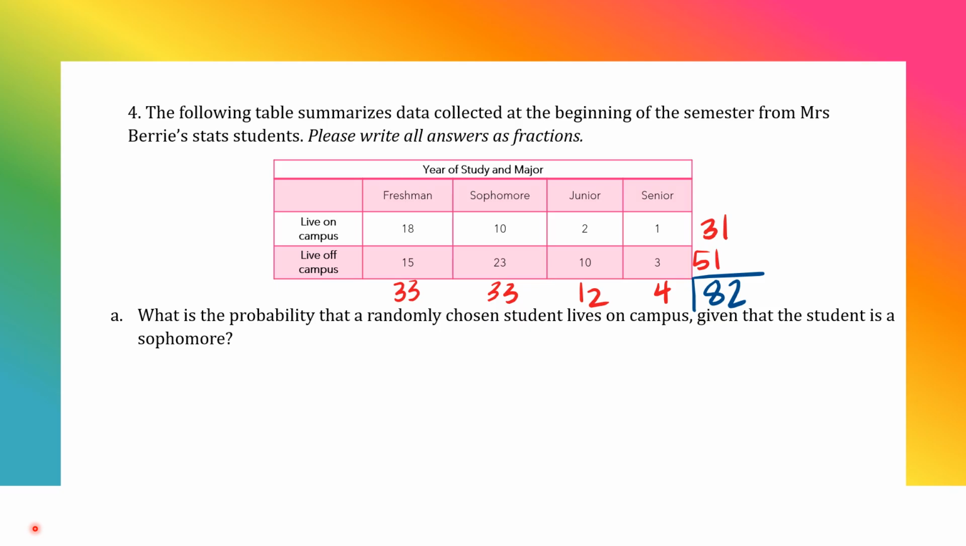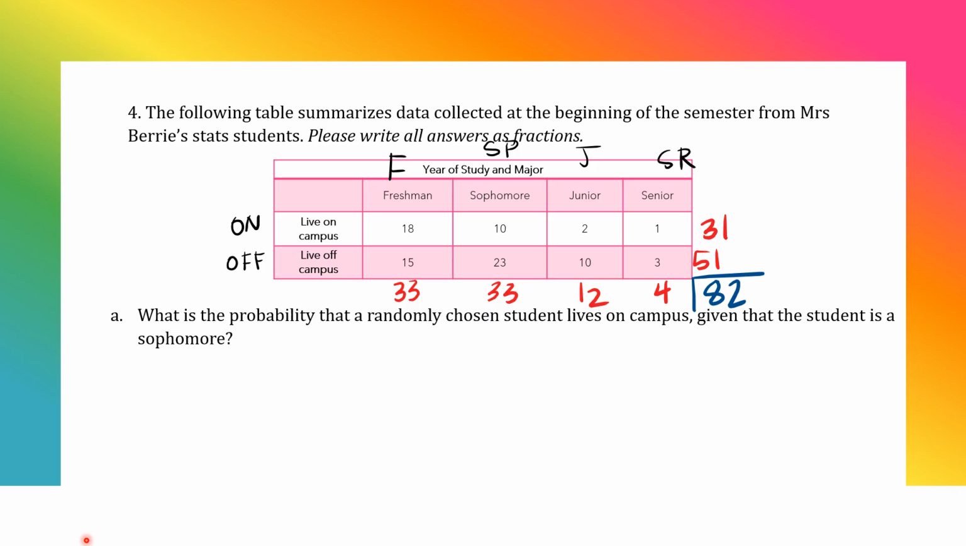And the question says, what is the probability that a randomly chosen student lives on campus given that you know already that this student is a sophomore? All right, so on campus, given that they're a sophomore. All right, so I'm going to use the following abbreviations. For on campus, I'm going to use on. For off campus, I'm going to use off. Freshman, I'm going to use F. Sophomore, I'll use SP. Junior, I'll use J. And then senior, I'll use SR.